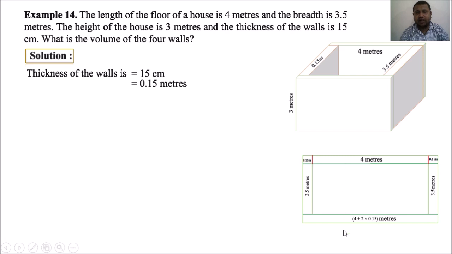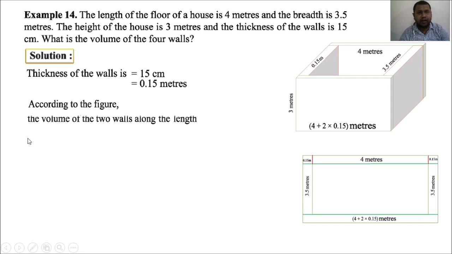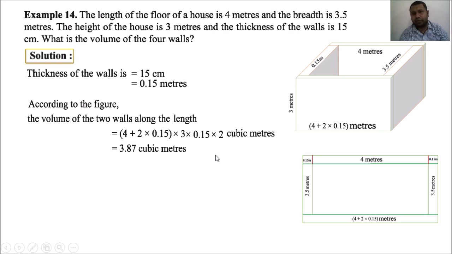Okay, and how many walls are there along the length? 2 walls. So I have to find out the volume of these 2 walls and these 2 walls along the breadth. At first I'm going to take this length of this wall, 4 plus 2 into 0.15 meters, and this one is your height, and the thickness you know was 0.15. So for finding the volume I need for one wall the length, height and the thickness. So for 2 walls, if I get this one volume, if I multiply it with 2, I'll get the total volume of these 2 walls. So here, according to the figure, the volume of 2 walls along the length, this is your length, 4 plus 2 into 0.15 meter, into 3, that is your height, and 0.15 is your thickness, and 2 walls. So I've got the total volume of 2 walls along the length, and that is 3.87 cubic meters. So I hope you understand.